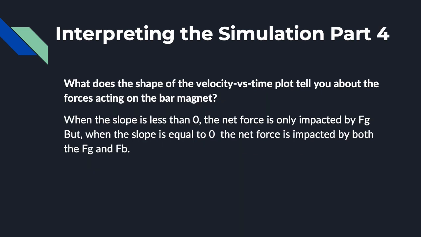Interpreting the simulation part 4. So what does the shape of the velocity versus time plot tell you about the forces acting on the bar magnet? Well, when the slope is less than 0, the net force is only impacted by the gravitational force, but when the slope is equal to 0, the net force is impacted by both the gravitational force and the magnetic force.